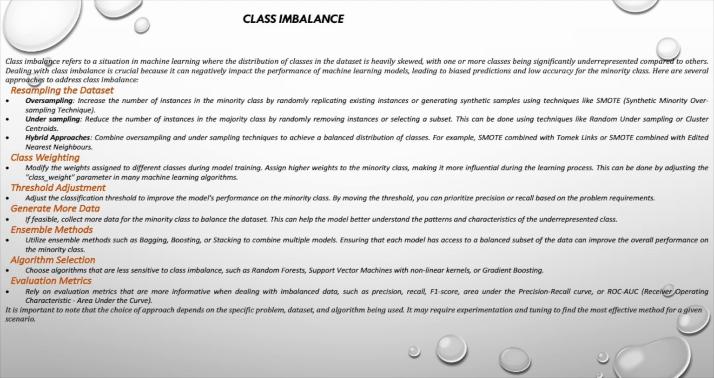Evaluation metrics. Rely on evaluation metrics that are more informative when dealing with imbalanced data, such as precision, recall, F1 score, area under the precision-recall curve, or ROC AUC, receiver operating characteristic area under the curve. It is important to note that the choice of approach depends on the specific problem, dataset, and algorithm being used. It may require experimentation.